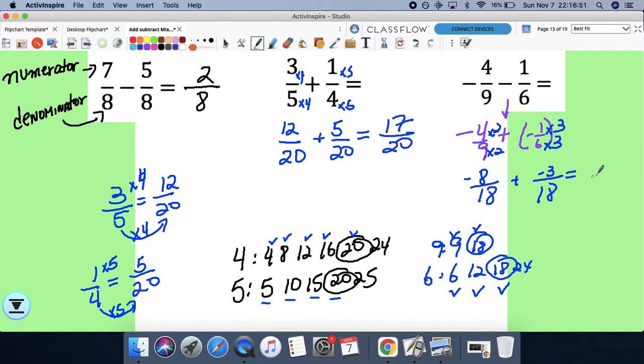Combine like terms. The denominator of 18 stays the same, and on top, we're going to add -8 plus -3. Are they friends? Yes, they are. So this is going to be -11. And that's my final answer.